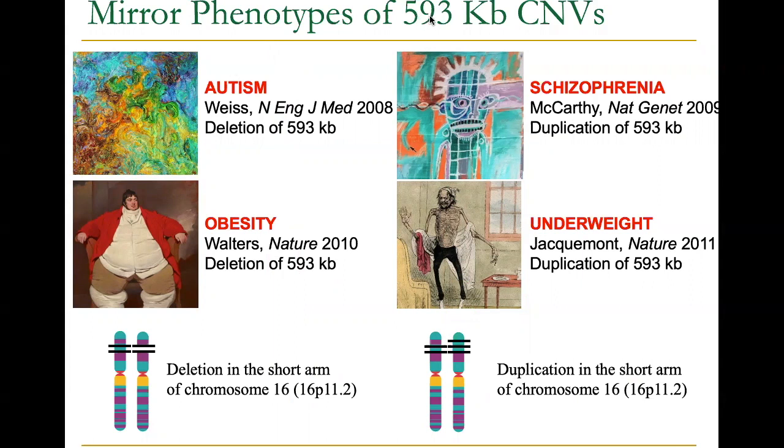exactly 593,000 characters deleted or inserted. If it is deleted, then you might have obesity disease. But if it is inserted or duplicated, then you might have totally the opposite disease, which is underweight. And these are the references for this paper showing these studies, how they discovered this large amount of variation between two genomes. So this problem is very challenging.